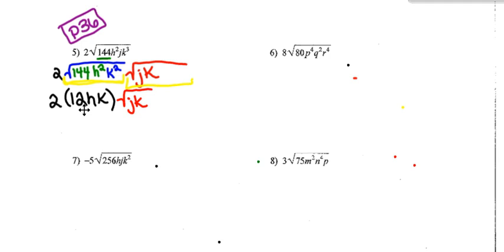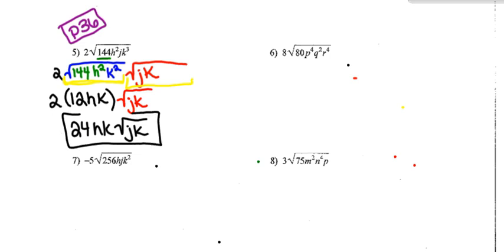To finish this up, I'm going to multiply my factors of 2 and 12. And as a result, my answer ends up being 24 times h times k times the square root of jk. But the big idea here is that under the first radical go factors that are perfect squares, and then we in turn take their square root. Under the second radical go factors that are not perfect squares, and because they're not perfect squares, we do not take their square root.